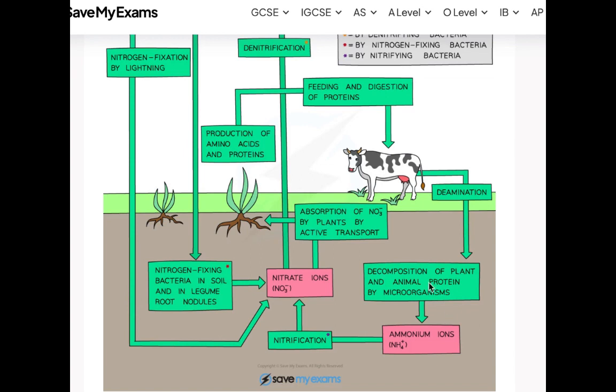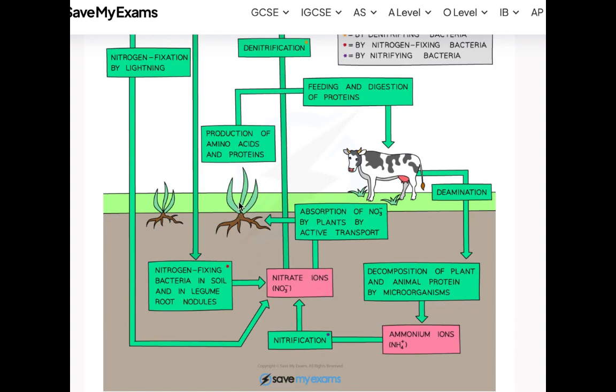The decomposition of the plant and animal protein by microorganisms will return ammonium ion into the soil. The plants cannot use ammonium ion. This ammonium ion goes through another process called nitrification, by nitrifying bacteria, where we convert the ammonium ion into nitrate. First to nitrite, even if it's not shown here, then to nitrate. And then this nitrate is what the plant needs and uses.